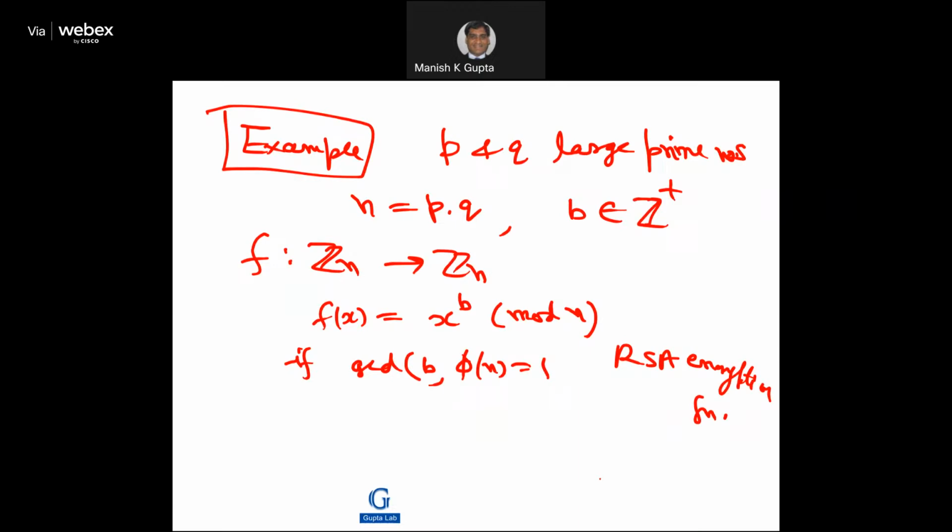So here is one such example. If P and Q are large prime numbers, you compute N, which is the product of the two prime numbers. Now fix an integer B in Z plus. If F is a function from integers modulo N to integers modulo N, F of X is equal to X raised to power B modulo N. So this is the encryption rule, and this condition is also there: GCD of B and phi N is 1. Well, what is phi N, do you remember?